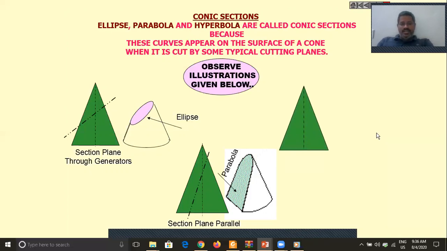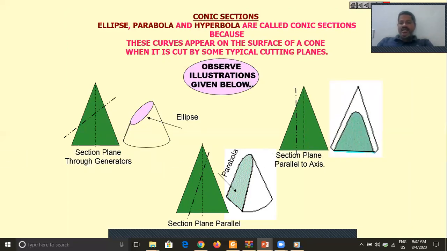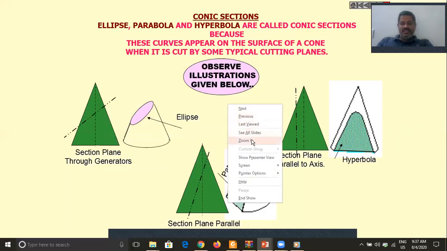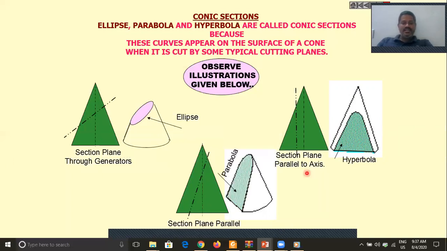Take the cone again. Then in the third case, we are making a section. So the section plane is parallel to the axis of the cone. The surface that we get is like this, and this shape is called a hyperbola. You can see here. So the shapes in the three cases are entirely different.